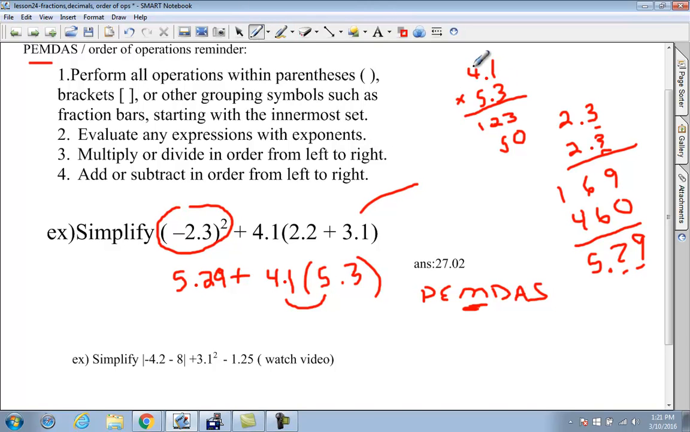5 times 1 is 5. 5 times 4 is 20. 3, 7, 1, 2, and 2 behind the decimal. So 21.73. So here we have 21.73, and then we have 5.29, and then adding to that.